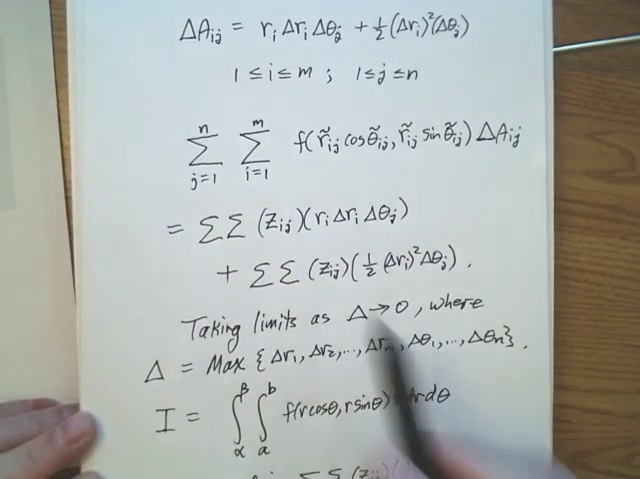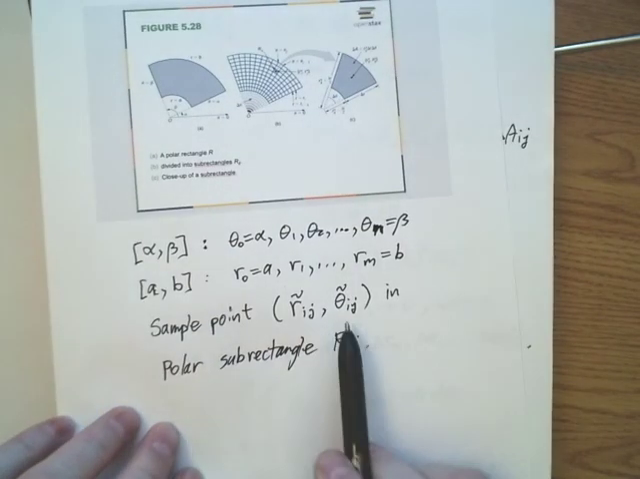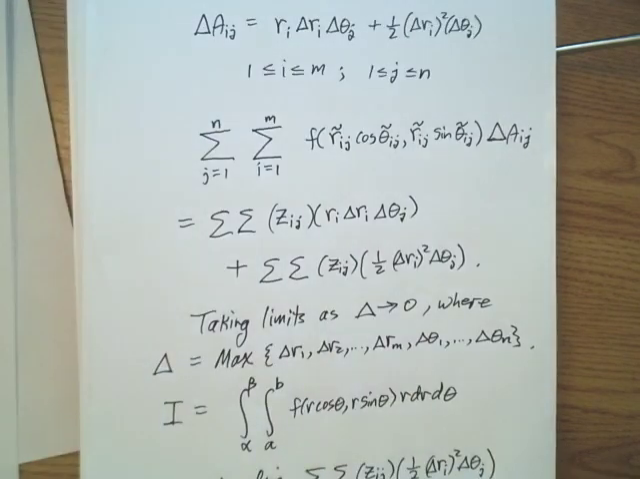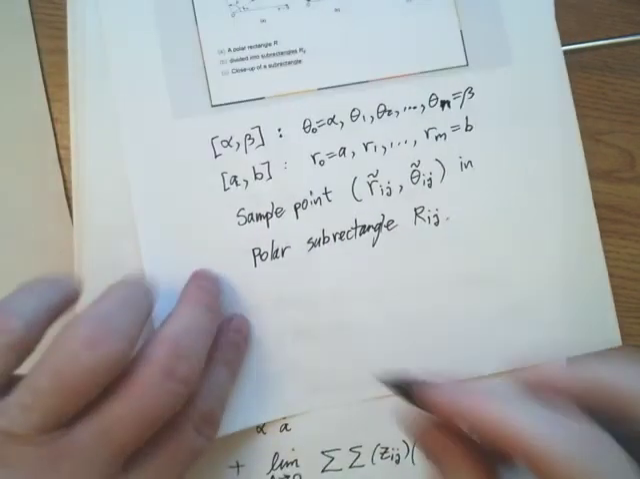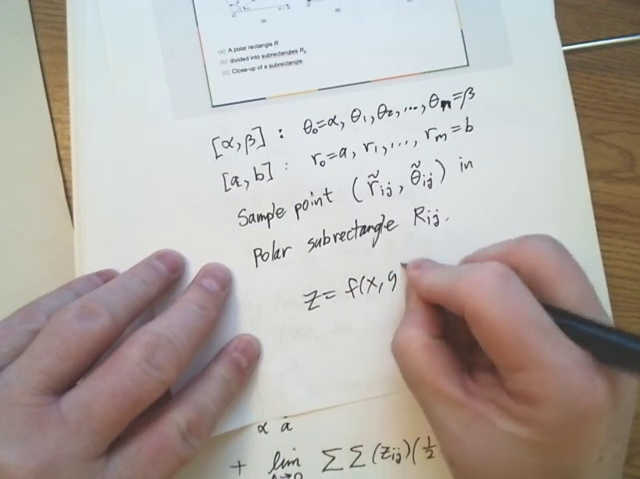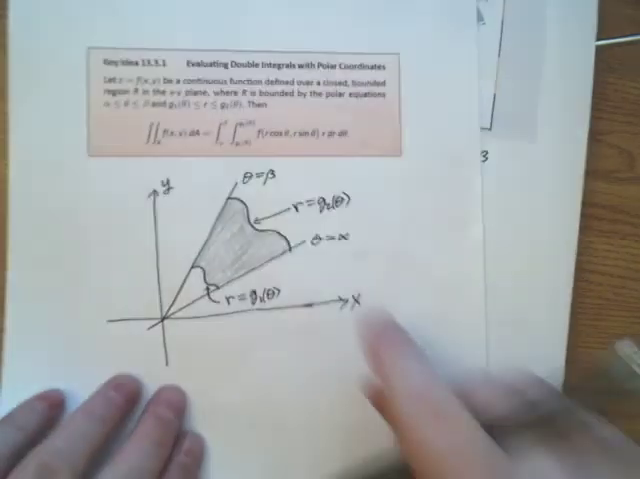Remember, we're taking what? The sample points. Taking the sample points in each subpolar rectangle, we'll evaluate the function here. Let me emphasize, the function I'm thinking of here is z equals f of x y, because that's what your book has there. That's what they were working on.